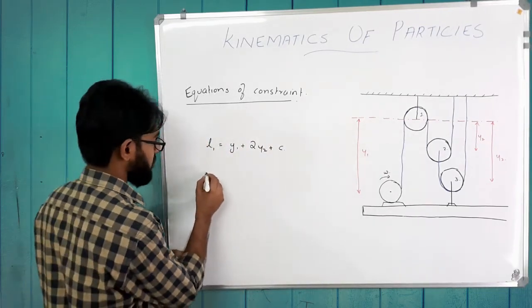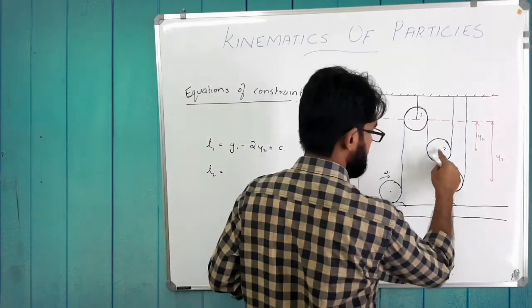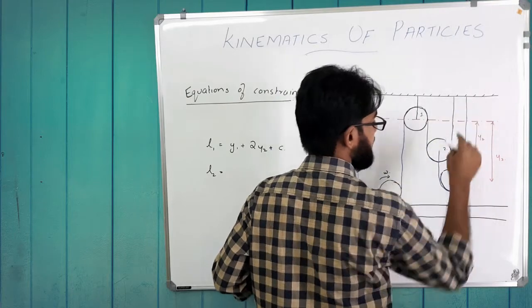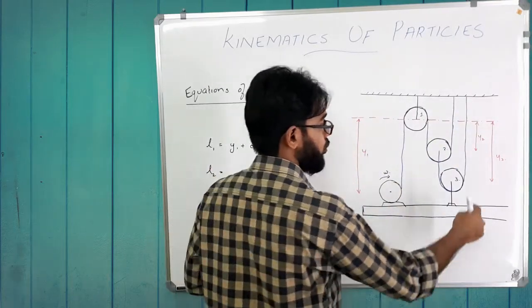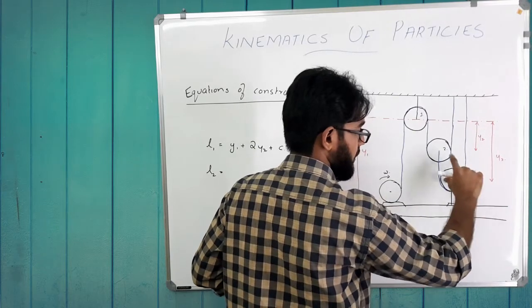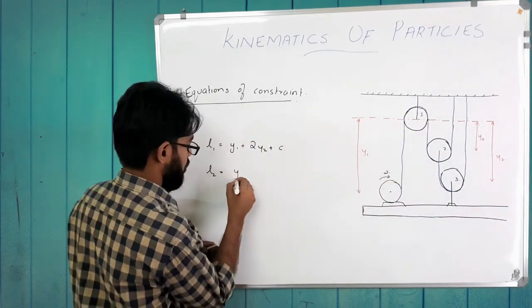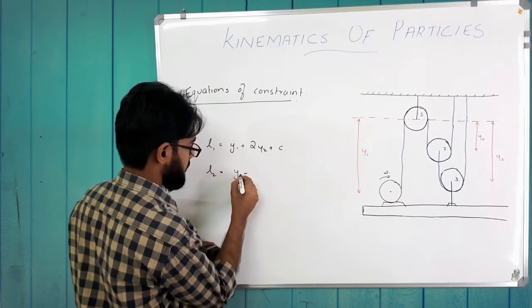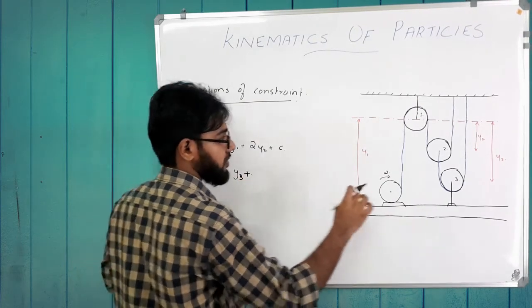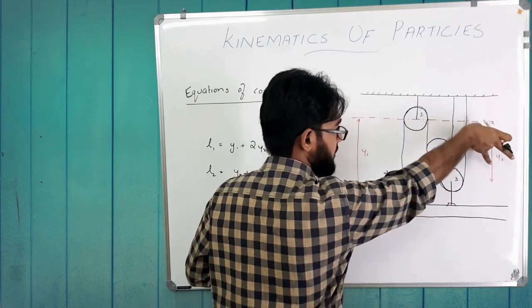The second equation of constraint: L2, where L2 is the length of this chord here. Now L2 is equal to this y3 plus this corresponding length, which I can give as y3 minus y2.